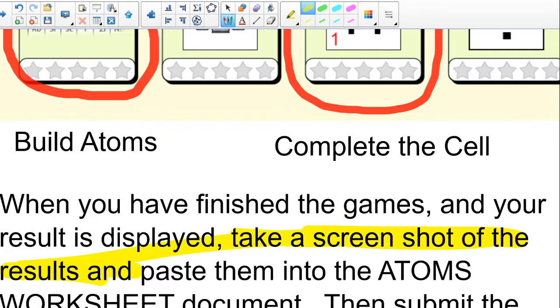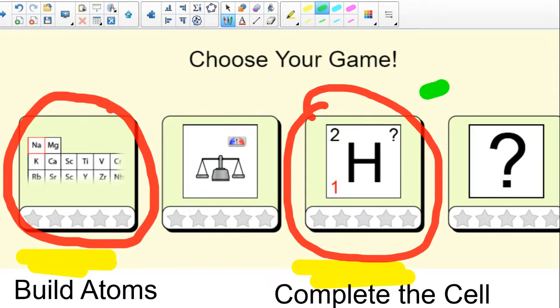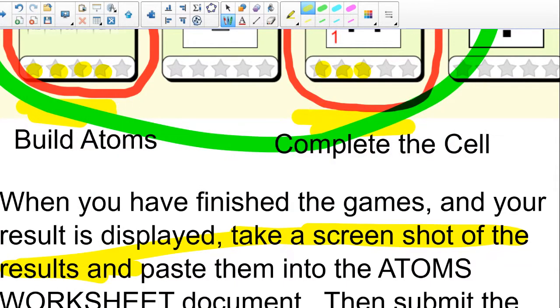So take a screenshot after you finish the first game, take a screenshot after you finish the second game. It would be great then if you missed those, you can take a screenshot right here at Choose Your Game, and the stars will be filled in depending on how you do. Okay? So go ahead and complete those, and paste your screenshot.